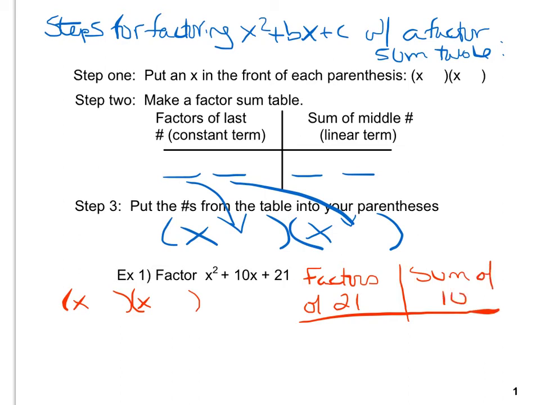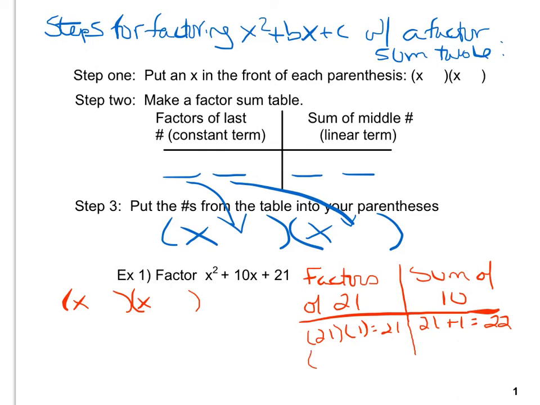So I want to come up with 2 numbers that multiply to give me 21. Factors are anything that multiply to give me the value that I'm looking at, and a sum of 10. Sum means addition. So this table here is basically just a place where I can do some trial and error work. So maybe I say, well, I think 21 times 1 gives me 21. But then I must ask myself, is 21 plus 1 10? And no, it's not. It's 22. So even though these 2 numbers worked for the first half of my factor sum table, they did not work for the second half, and it does need to work for both.